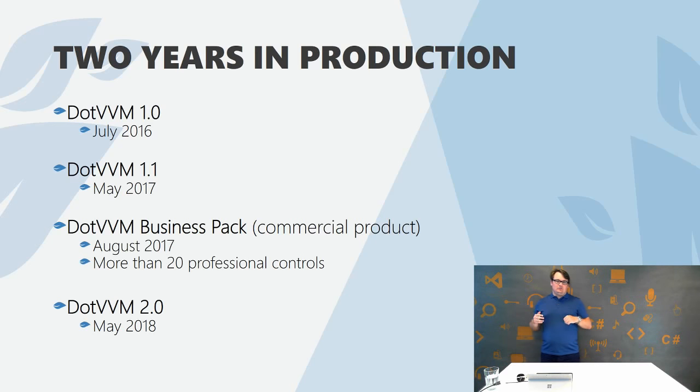After a few months, exactly in August 2017, we have released the first version of DotVVM Business Pack, which is not an open source, it's a commercial product, and DotVVM Business Pack delivers more than 20 enterprise-grade controls for building complicated line of business web applications. And today you will see some new things you can find in DotVVM Business Pack 2. And today, in May 2018, we are releasing DotVVM 2.0.